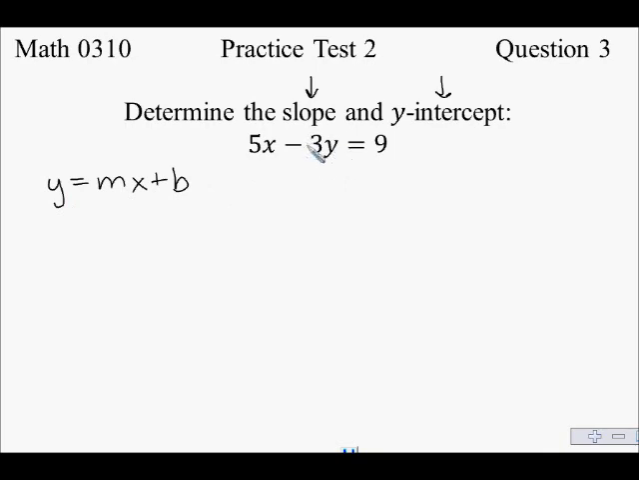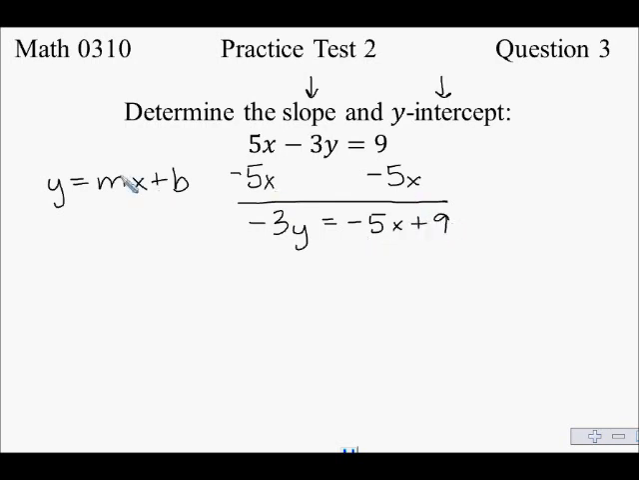First thing we want to do is to move this x term to the other side. So to get rid of a positive 5x, we could subtract 5x from the left side. Do the same thing to the right side. So that's going to give us a -3y on the left equals, these are non-like terms, so we keep them separate, a -5x plus 9. I choose to write the x term first because we can see here this form has the x term first and the constant second.